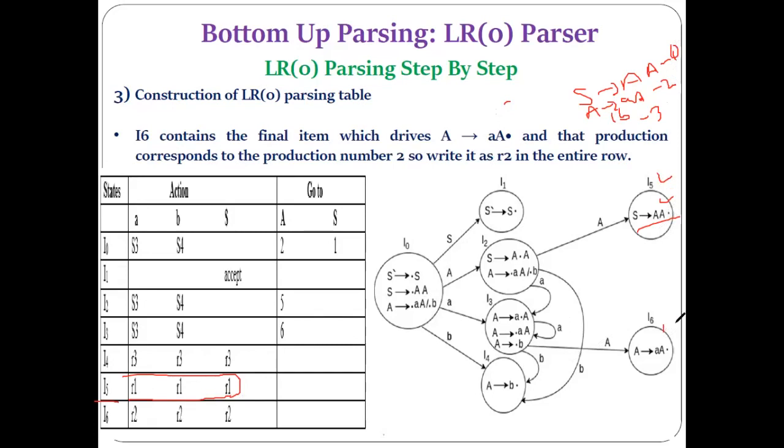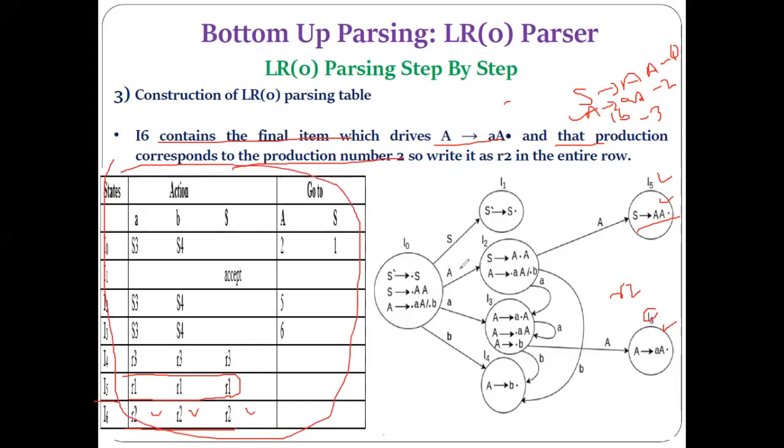The next final item we have is in I6. I6 contains the final item which derives aA dot, and that production corresponds to production number 2. So for this we have to mention R2, but in which state? In I6. So in I6, in the entire row, we mention R2, R2, R2, and in this way you have got your parsing table.